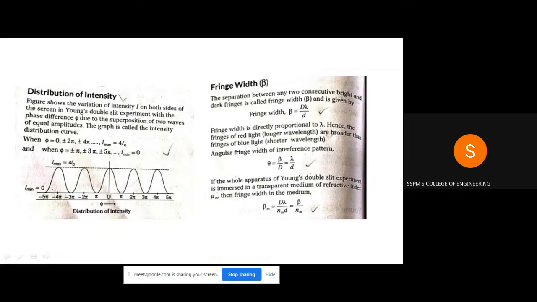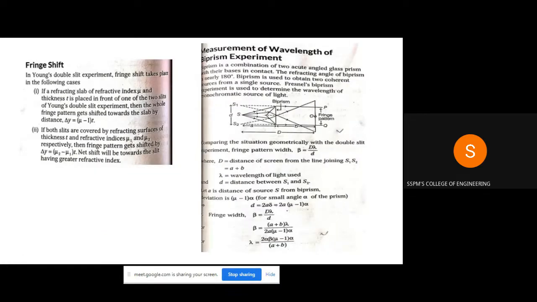Now if the whole apparatus of Young's double slit experiment is immersed in a transparent medium of refractive index mu, the fringe width in the medium is given by beta equals D lambda upon refractive index of the medium into the separation between two slits. Now you have to remember all these formulas.